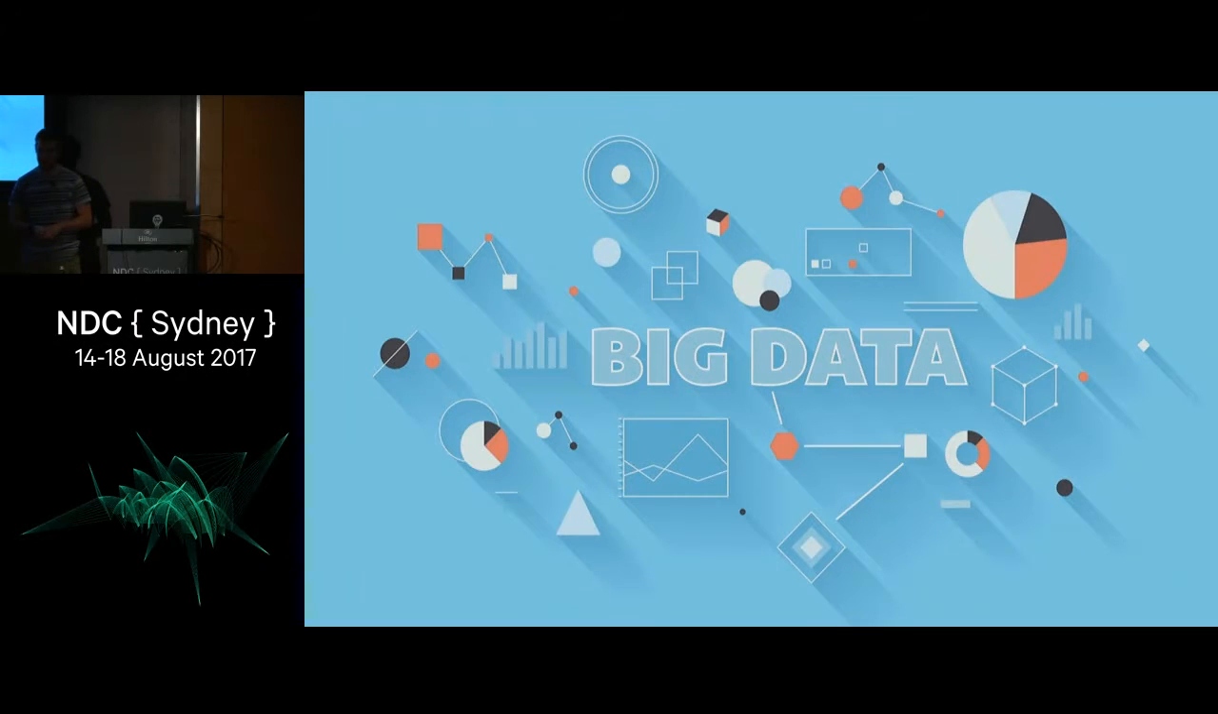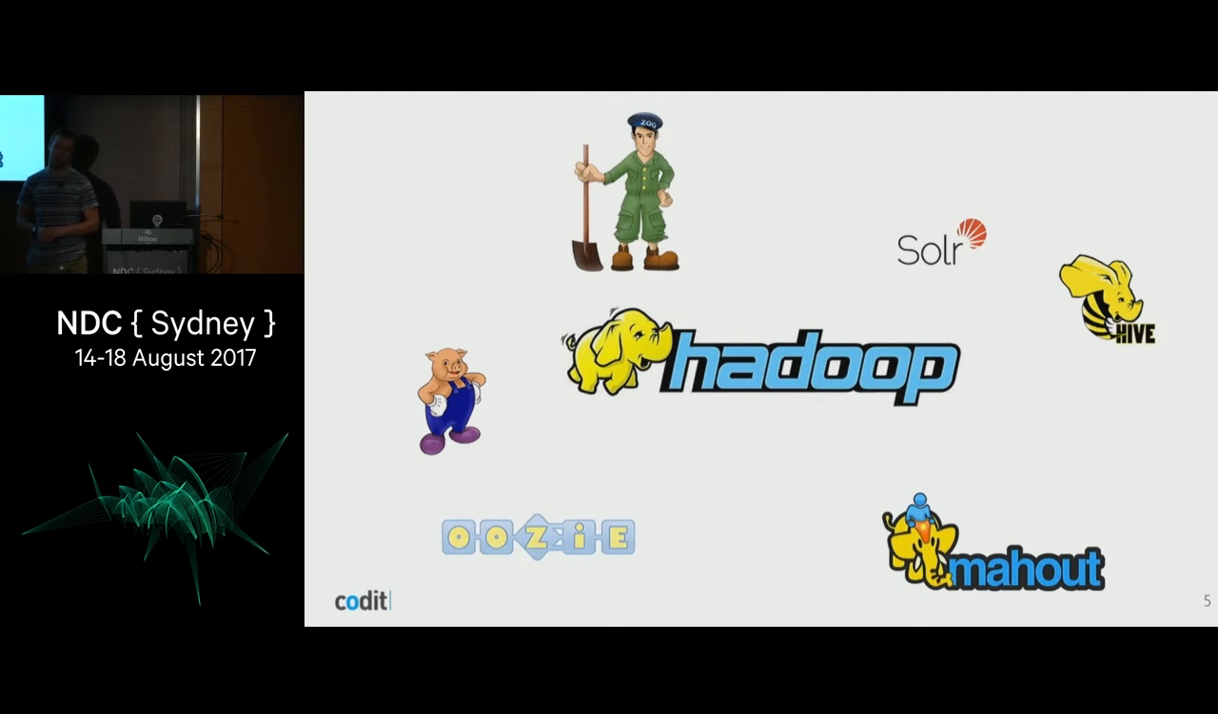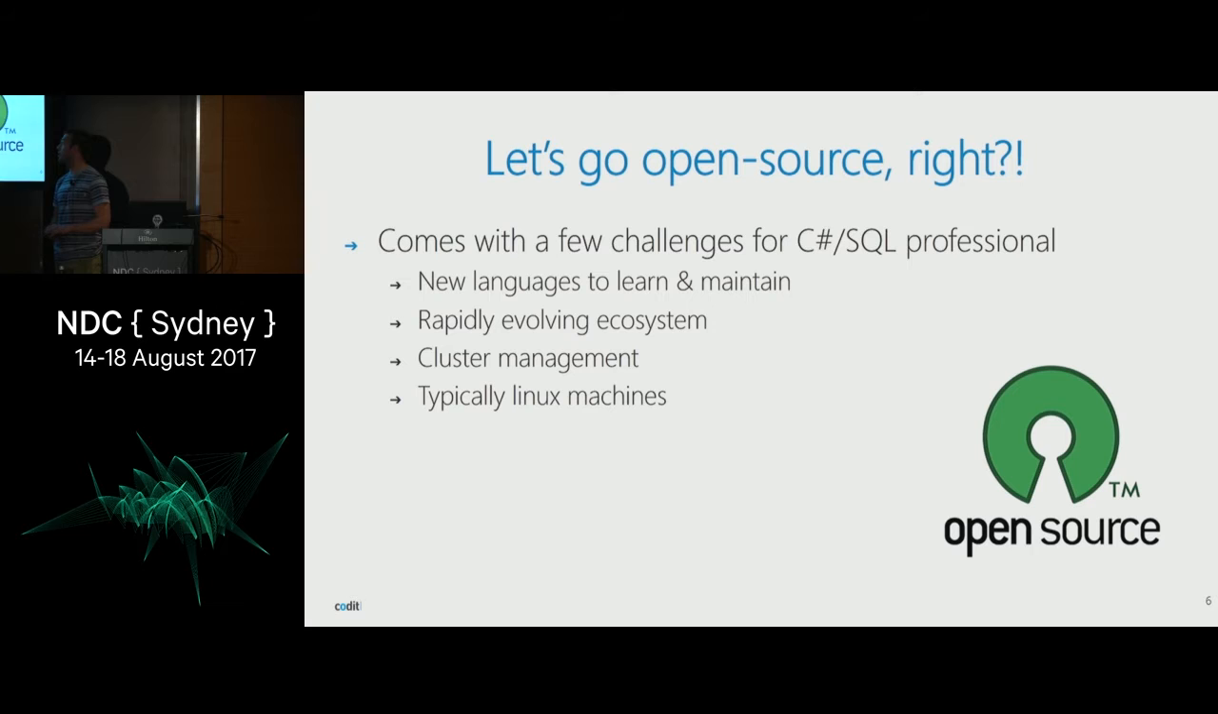So first, big data. It's a big buzzword. And if you start looking into it, you have Hadoop with all these other kinds of technologies, which are open source, and it's a rapidly evolving ecosystem. So the no-brainer would be, let's go open source and use these components. But as a C# and SQL developer working with the Microsoft stack, that brings a couple of challenges.